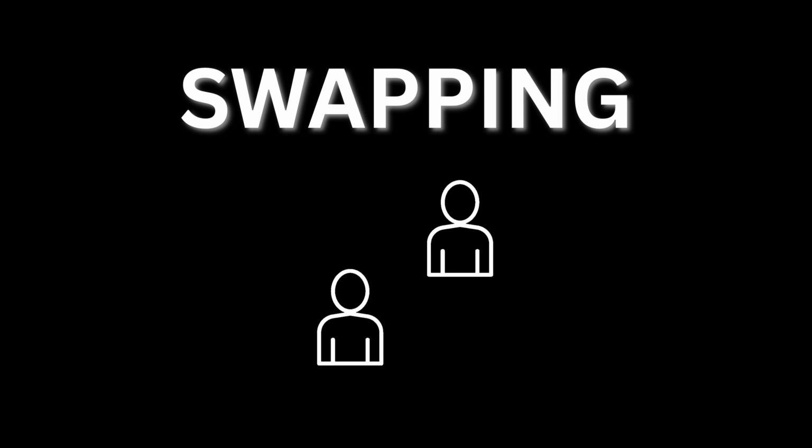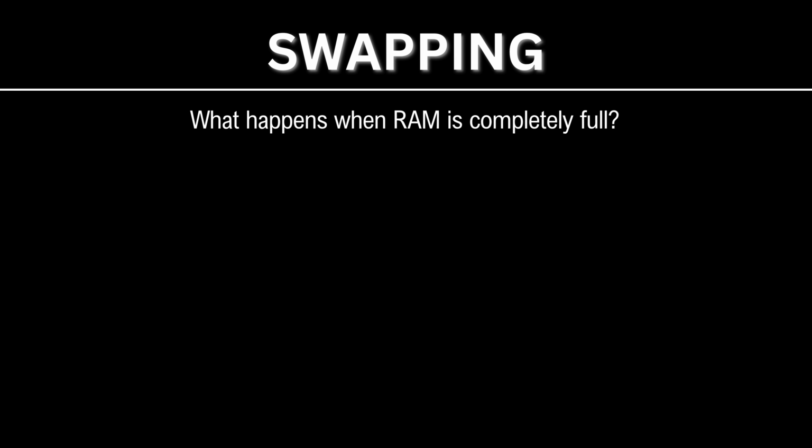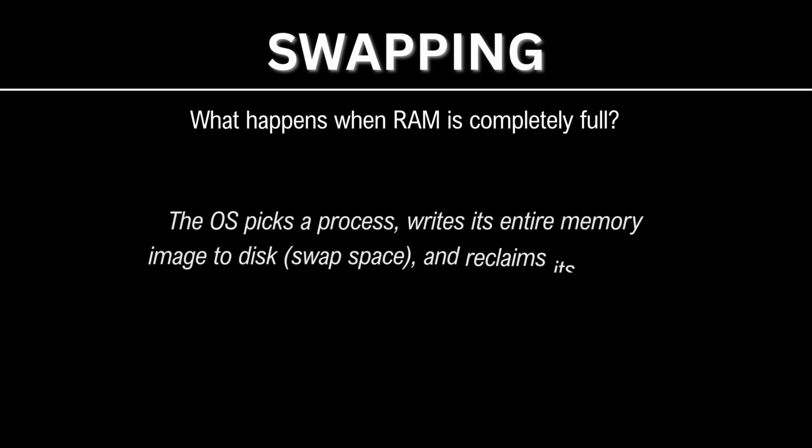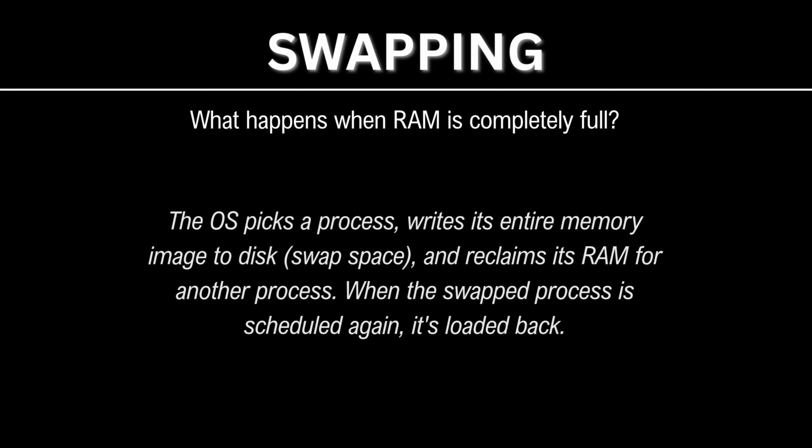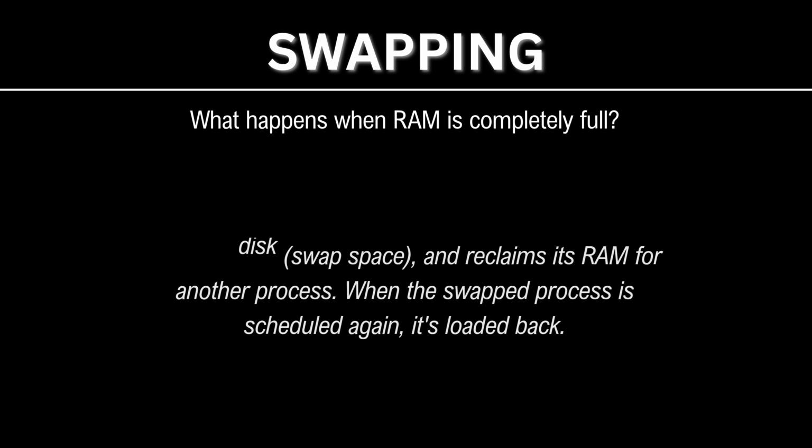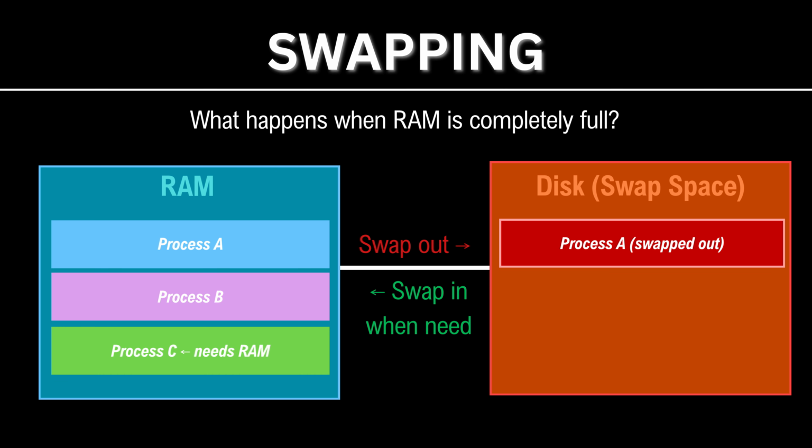What happens when RAM is completely full? Not just a page here or there, but every frame is occupied. The OS falls back to swapping. It picks a process, writes its entire memory image to disk into a region called swap space, and reclaims that RAM for another process. When the swapped process is scheduled again, it gets loaded back into RAM. This is a last resort. Writing and reading an entire process's memory to and from disk is expensive.